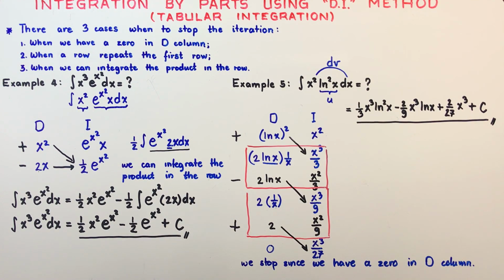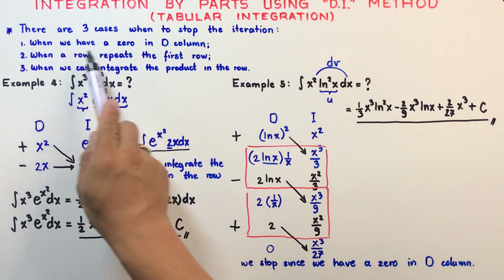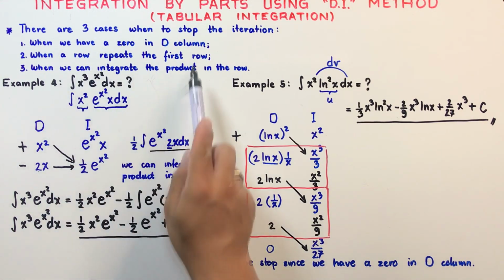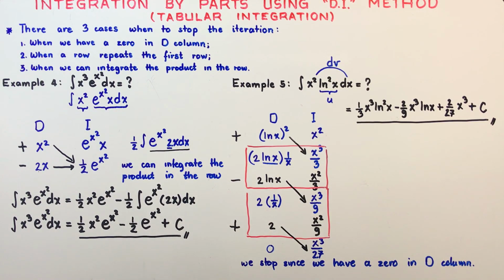So to recap, we have 3 cases when to stop our tabular integration. We stop when we obtain a 0 in the D column. We stop when we see a row that repeats the first row. And we stop also when we can already integrate the product in a given row. So those are 3 possibilities when to stop our tabular integration as a way of organizing the integration by parts when applied repeatedly for a particular integrand.